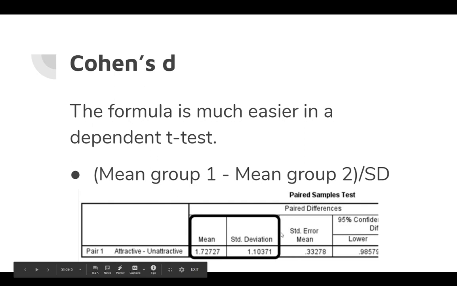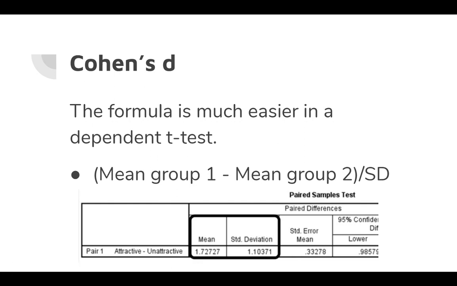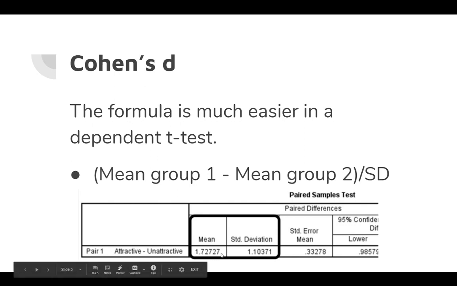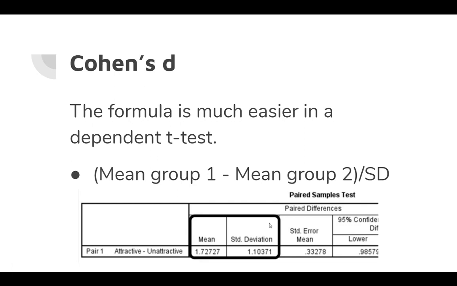But remember the guidelines. A 0.2 is weak, a 0.5 is moderate, and a 0.8 is strong. If we take this number and divide by this number, we end up with 1.56. So that would be a very strong effect. So Cohen's d is really easy to hand calculate, but you can use an online calculator if you want.